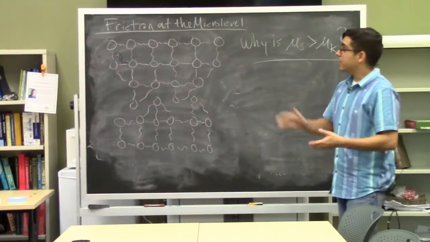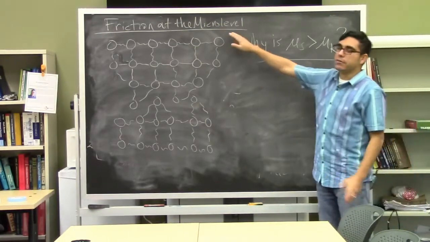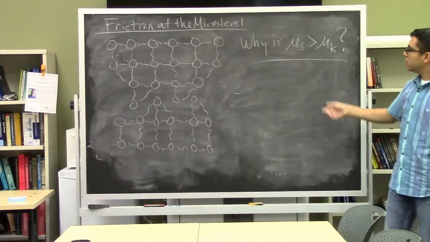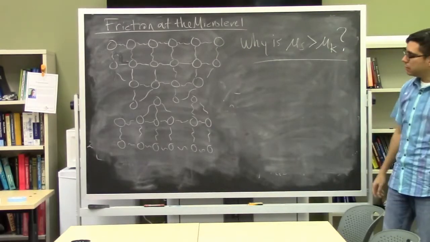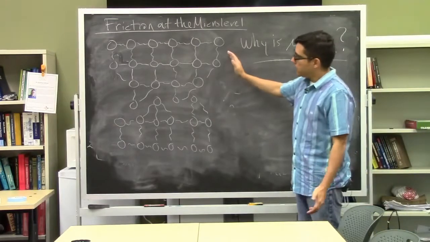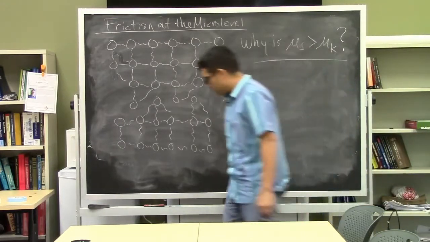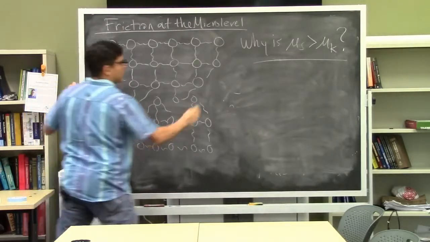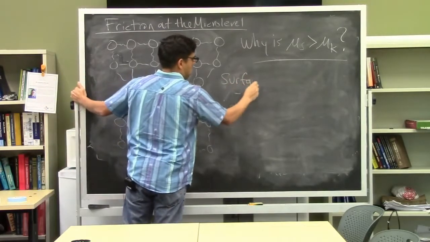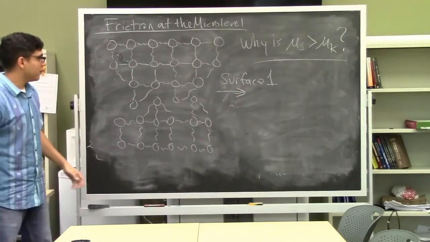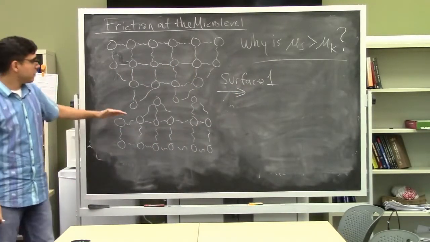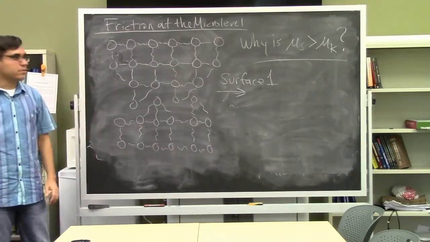All right, in this video we're going to talk a little bit about friction at the microscopic level, and in particular why it is that the static coefficient of friction is larger than the kinetic coefficient of friction. So what I have here are two surfaces at the microscopic level, and the top one, surface 1, is being pulled to the right. And surface 2 is just sitting there. So you can think of this as maybe a box and a table or something like that.